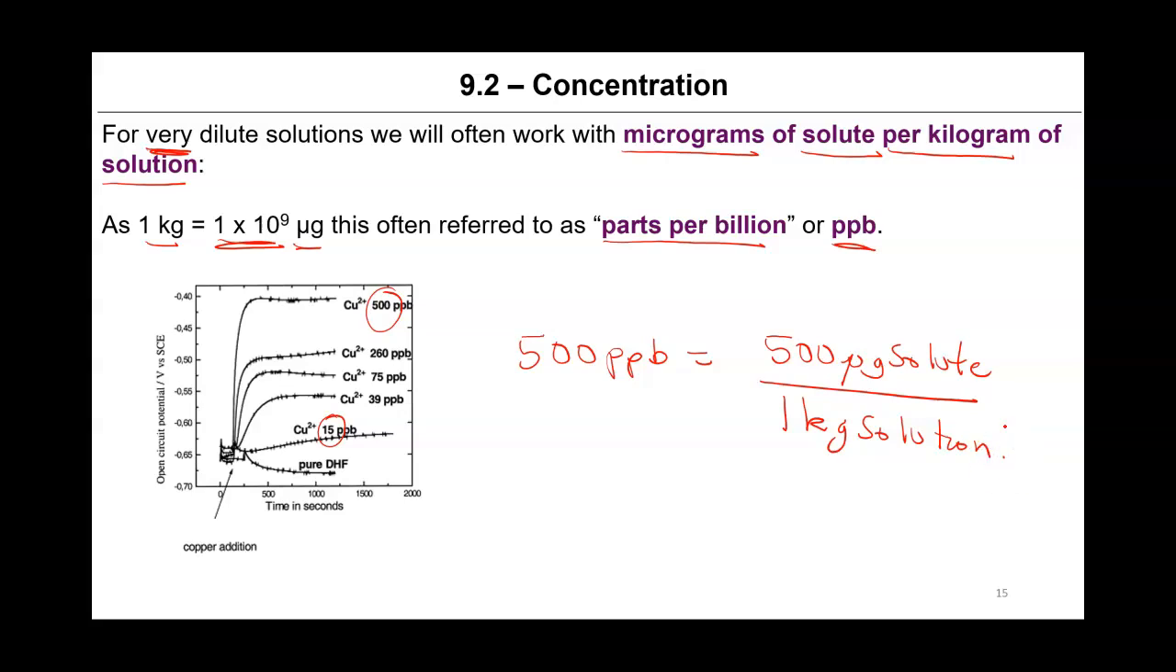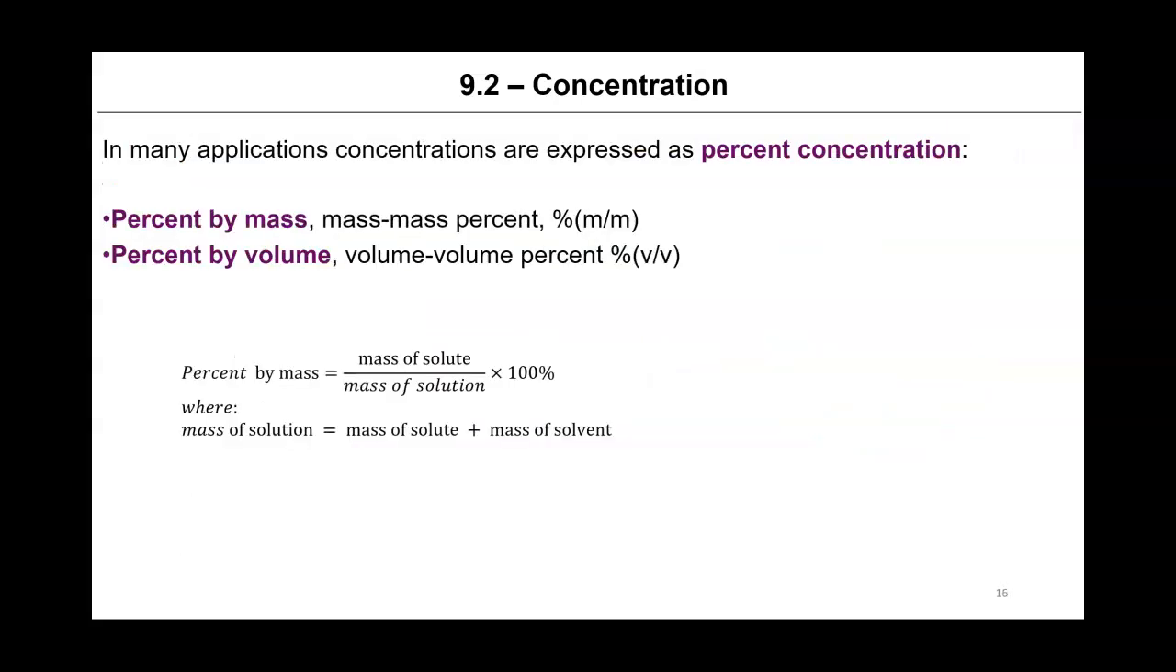Okay, so we've had 3 different measures of concentration so far. We've had molarity, ppm, and ppb. In many applications, and this often comes up in healthcare, concentrations are expressed as percentages. And we saw an example of that when we were looking at the hydrogen peroxide solutions.